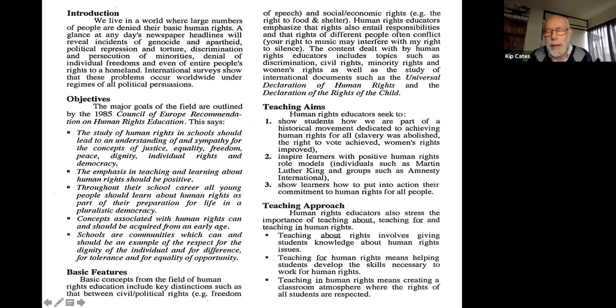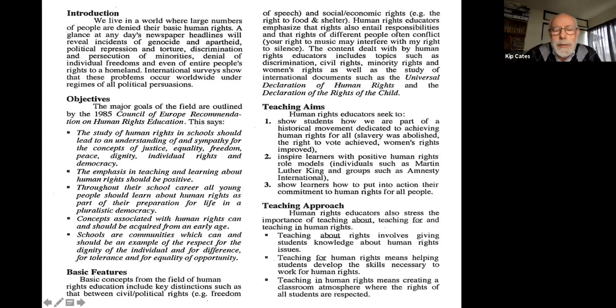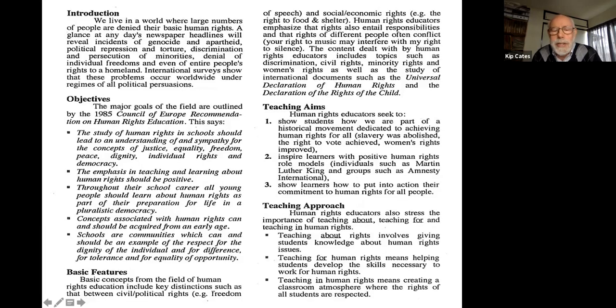Teaching for human rights is different. It means helping students develop the skills necessary to work for human rights, empowering them with skills. And teaching in human rights means creating a classroom atmosphere where the rights of all students are respected. There are a large number of good books on human rights education. This is kind of a comprehensive summary, but these are good starting points to think of when we embark on a unit, a lesson about teaching human rights, teaching against prejudice.